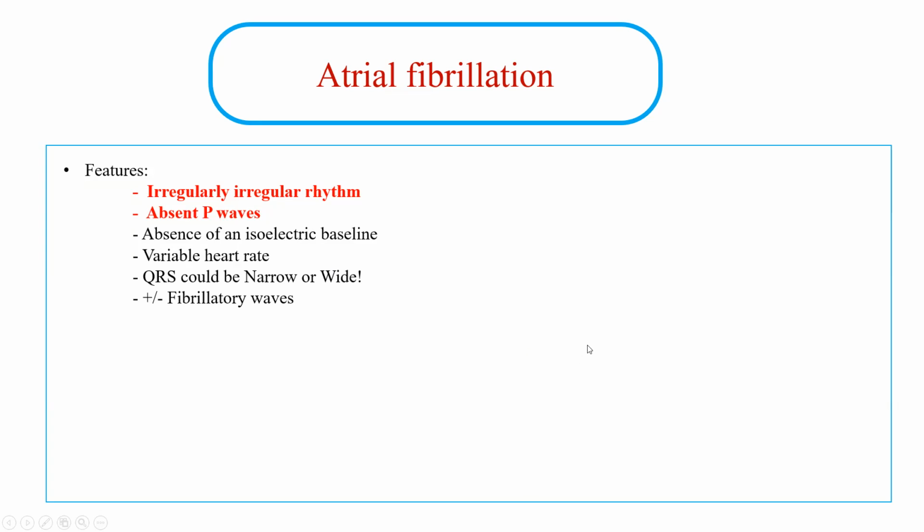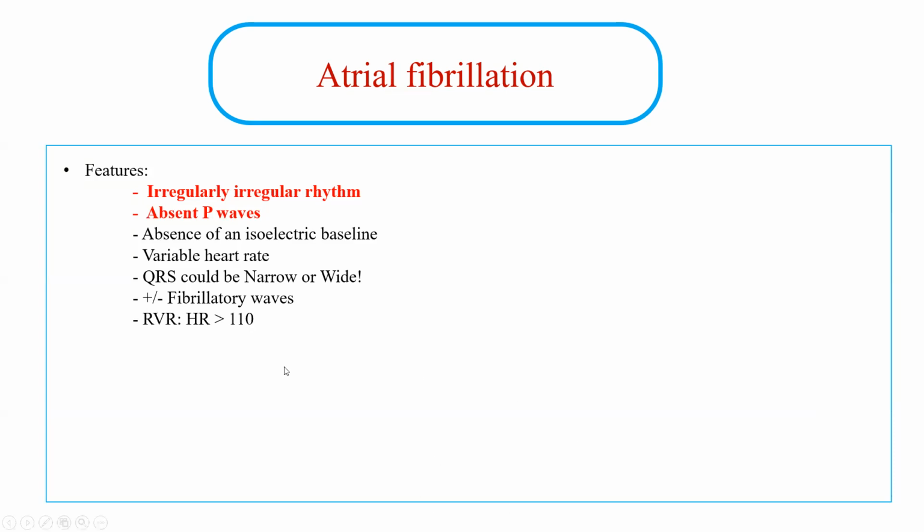These fibrillatory waves can be either fine, very tiny, less than 0.5 small squares, like half a small square, or it could be coarse, which is more than half of a small square. If these fibrillatory waves are really coarse, they can mimic the P waves and make the diagnosis more challenging, because the most important characteristic in atrial fibrillation is the absence of the P waves.